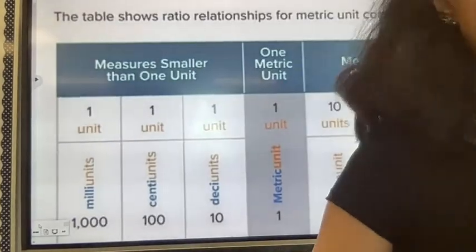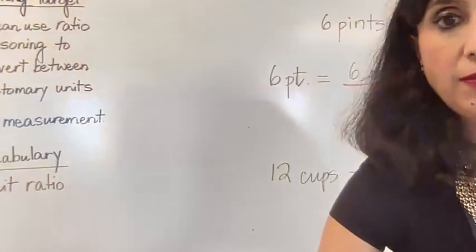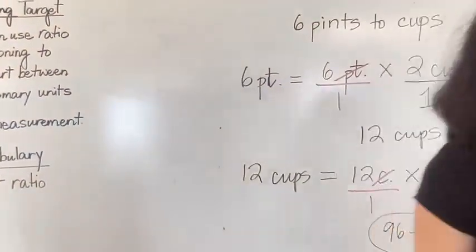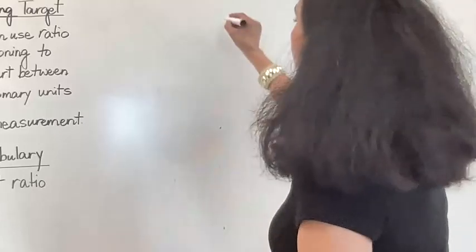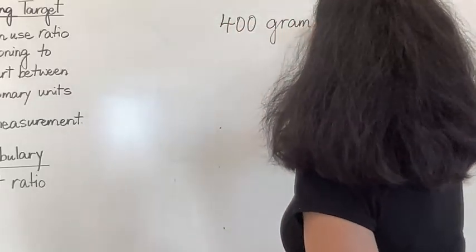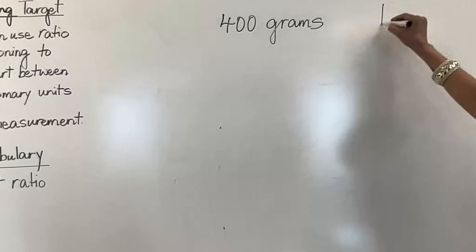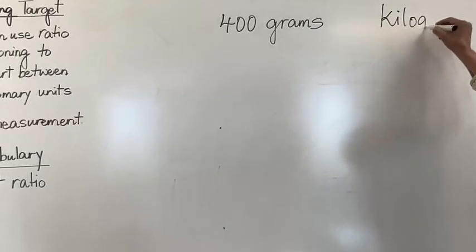So now let us do a quick conversion. 400 grams of rice for a recipe, and the rice is sold by the kilogram.